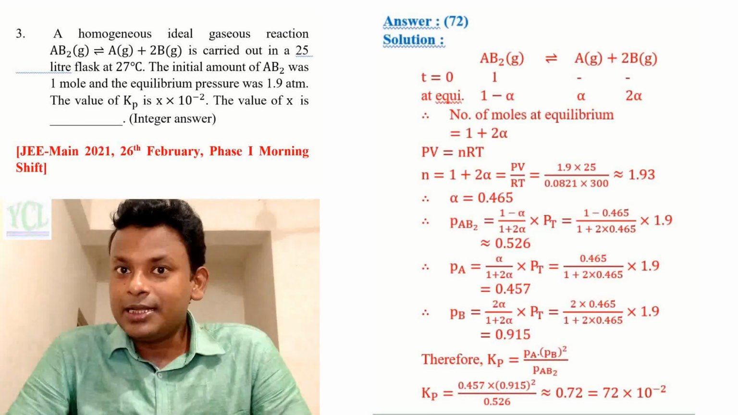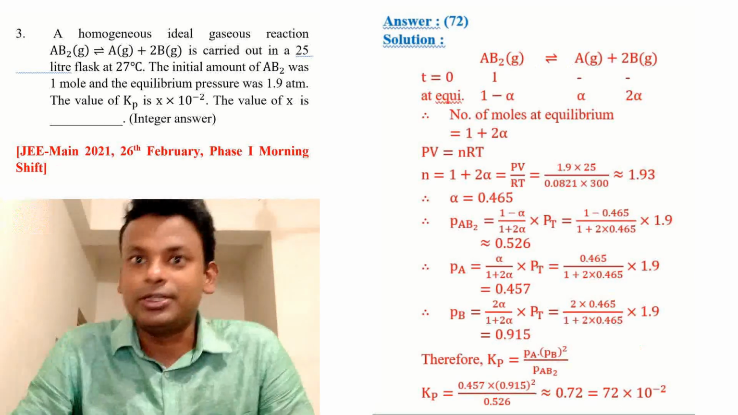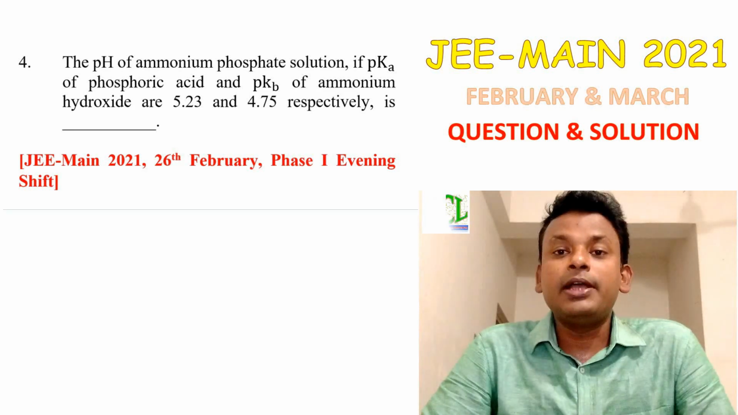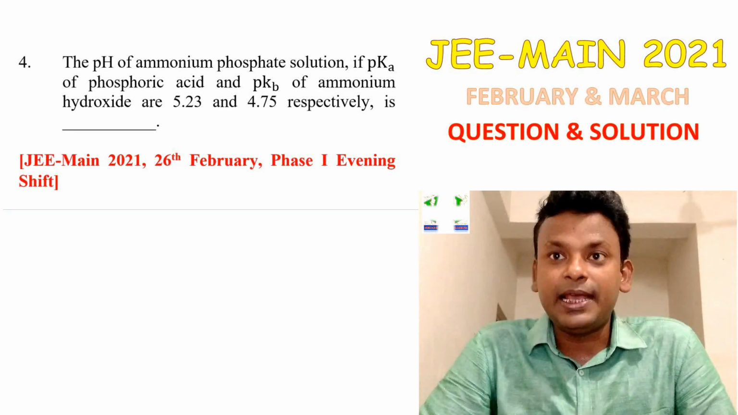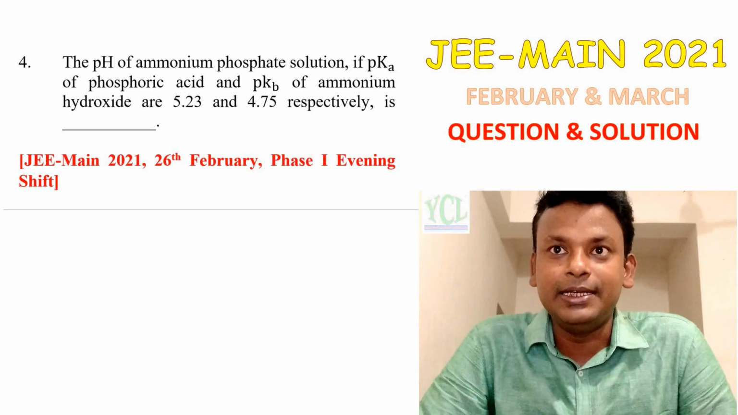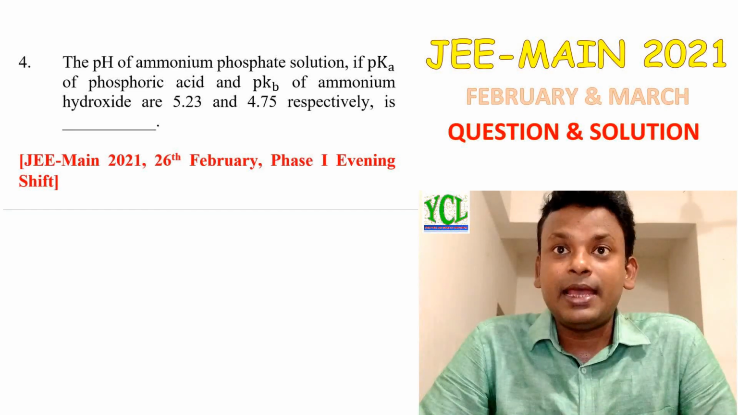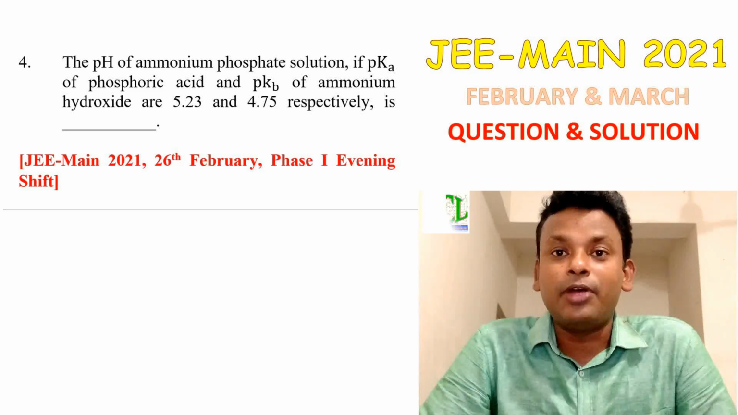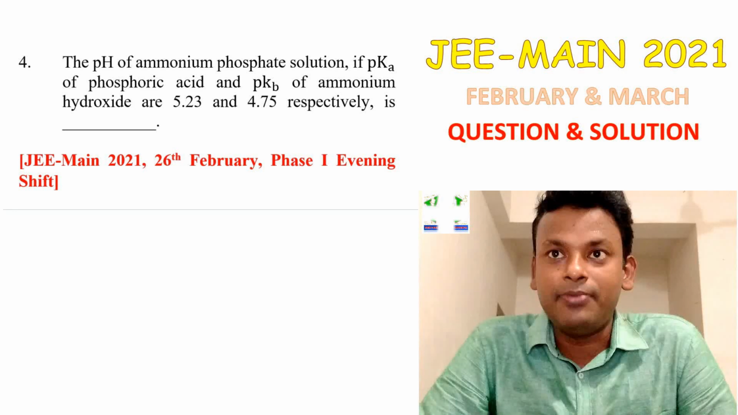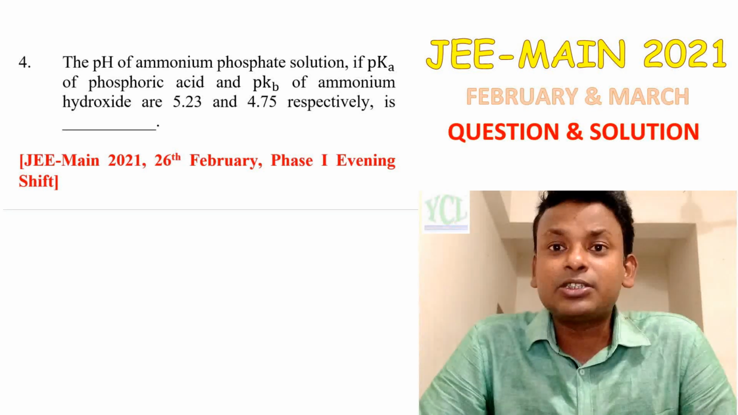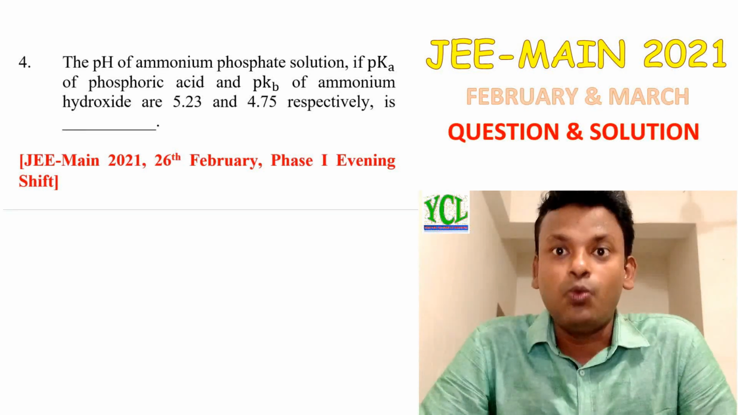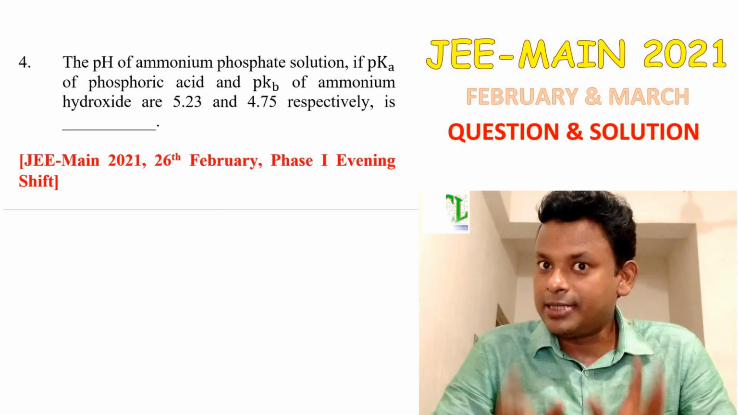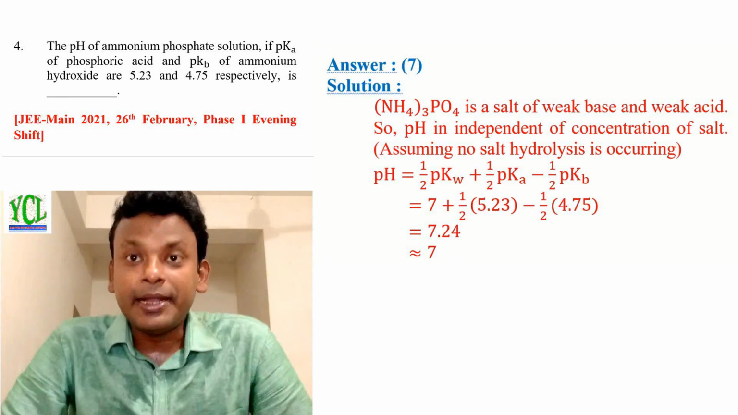So answer is 72. And next question. Question number 4. The pH of ammonium phosphate solution, if pKa of phosphoric acid and pKb of ammonium hydroxide are 5.23 and 4.75 respectively, is dash. And this question was set in 2021, 26 February, page 1 evening shift, and answer is 7.